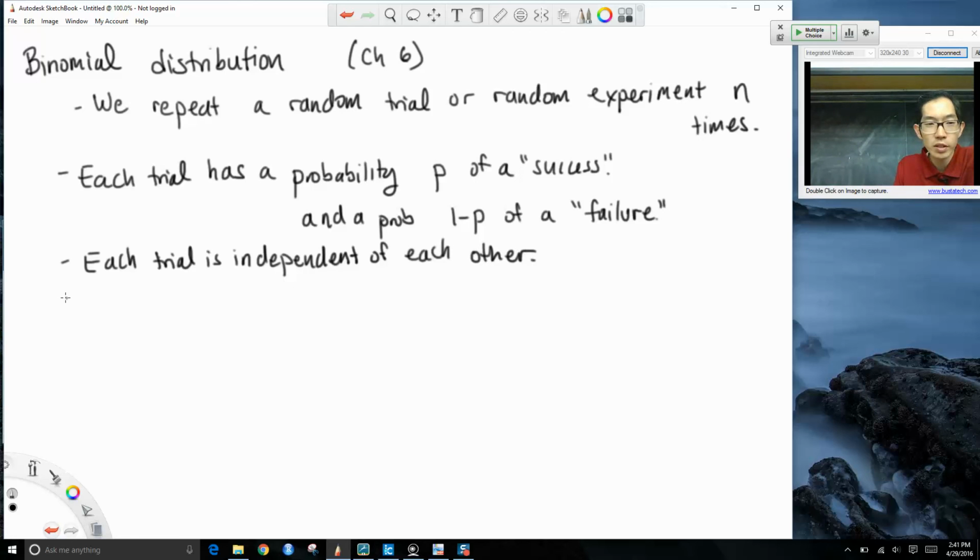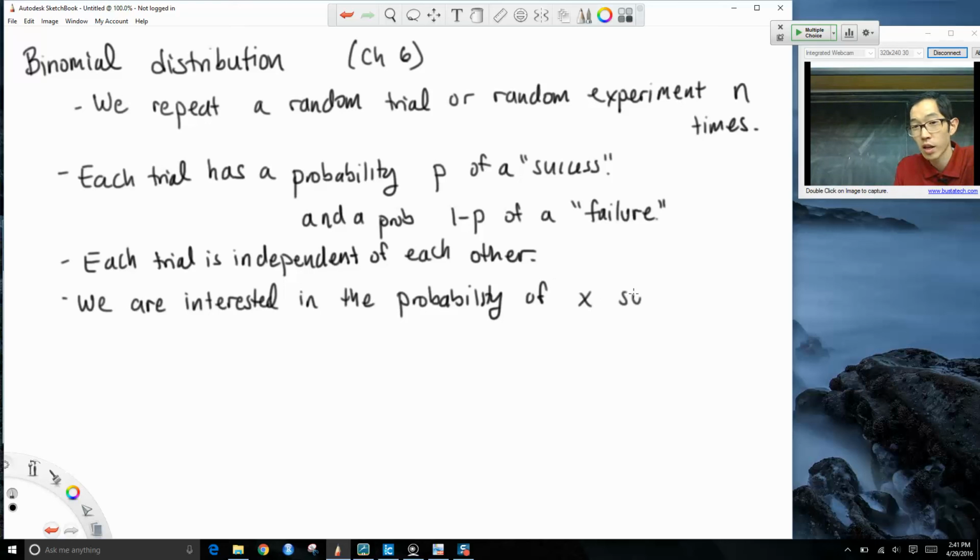And we are interested in the probability of x successes. Again, quote-unquote successes.